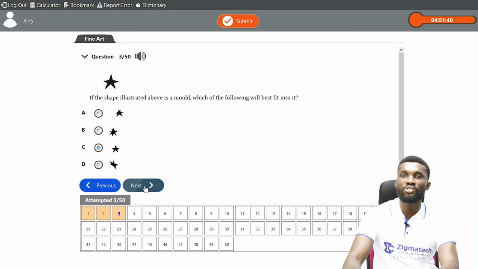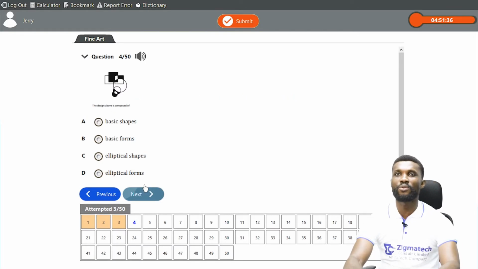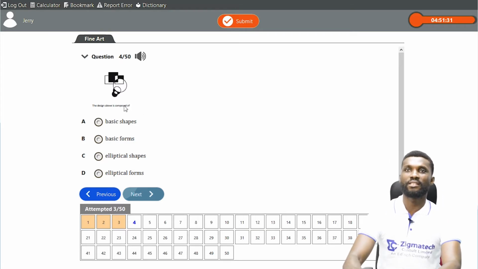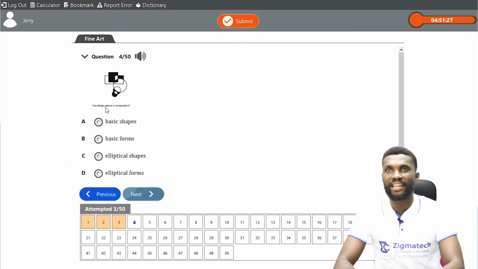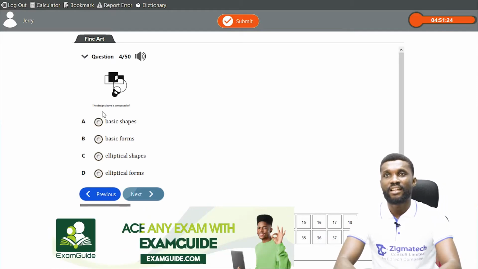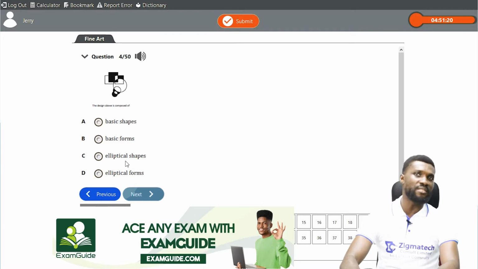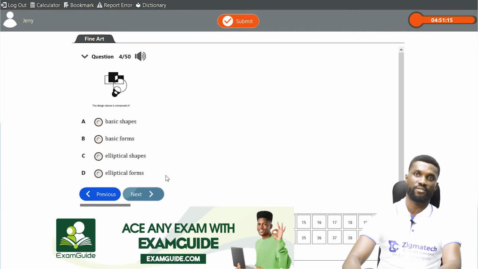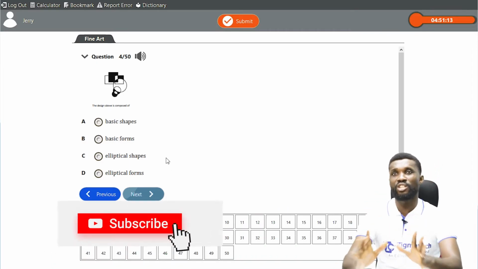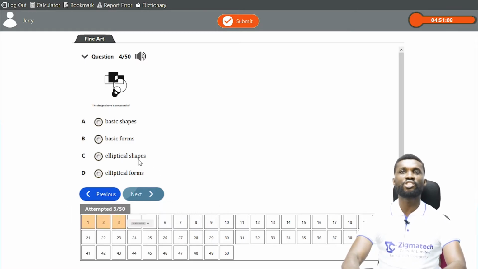So now let's look at question number 4. All right. Question number 4 says, the listing is quite small, but I think you can actually read it. But I guess now the design explains dash. Is it a basic shape? Is it basic forms? Is it elliptical shapes or elliptical forms? So that design, which of the shapes is best explained? Now, is it shapes? Is it form? Is it elliptical shapes or elliptical form?